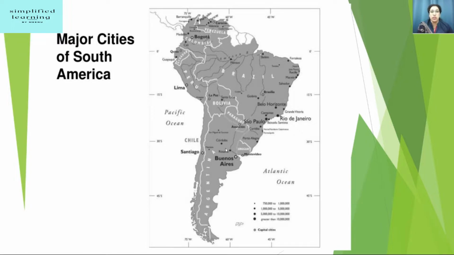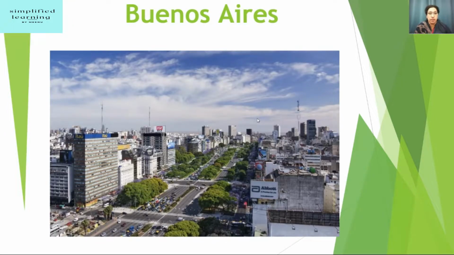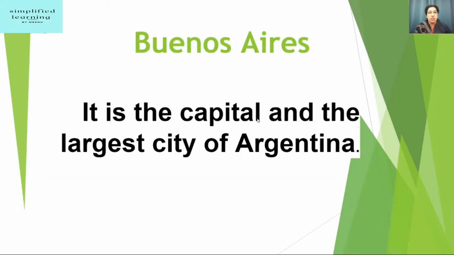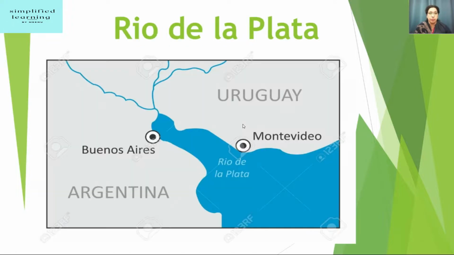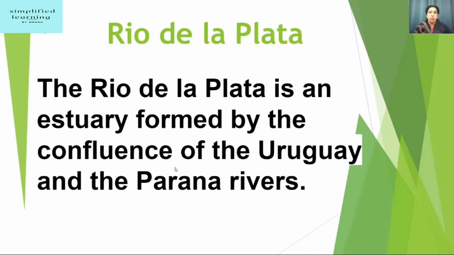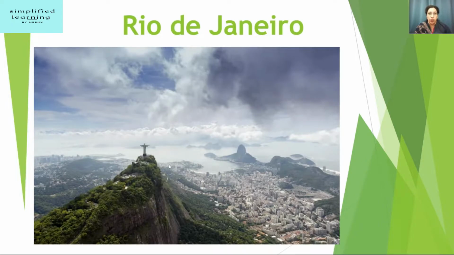Yes? So let's begin with the first, that is Buenos Aires. So this is Buenos Aires. It is the capital and the largest city of Argentina. It is situated near the mouth of the River La Plata. It has a busy harbor. So you can see the location of Rio de la Plata between Argentina and Uruguay. The Rio de la Plata is an estuary formed by the confluence of the Uruguay and the Paraná rivers. Clear?